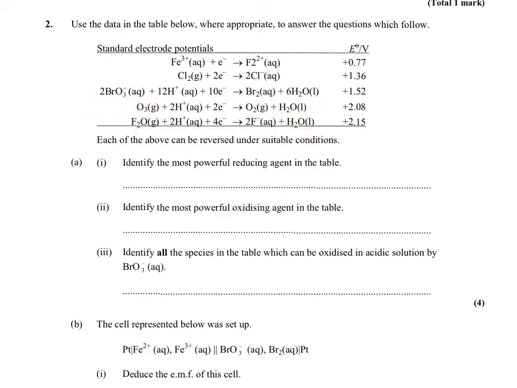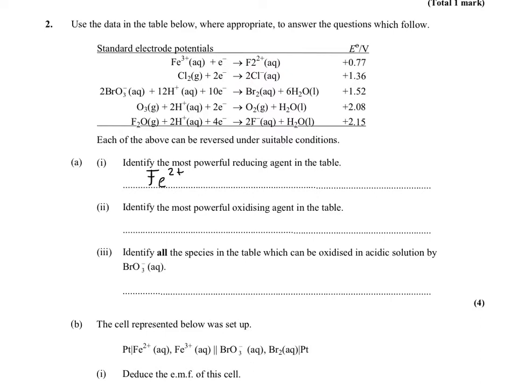So actually, the most powerful reducing agent, or the one that's most likely to get oxidized, is this, because this equation has the lowest or the most negative electrode potential, but also you've got to switch it around because it's being oxidized rather than being reduced. So the most powerful reducing agent is Fe2+, and I apologise for the typo here, that should have been Fe2+, not F2+. Then it says identify the most powerful oxidizing agents.